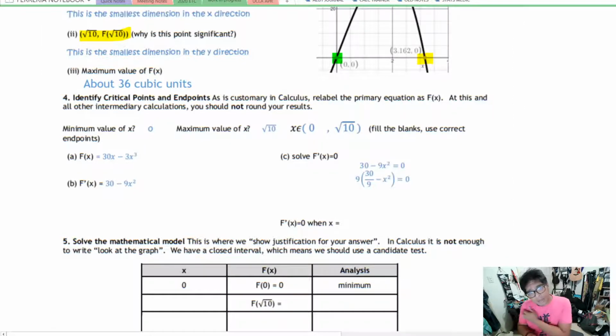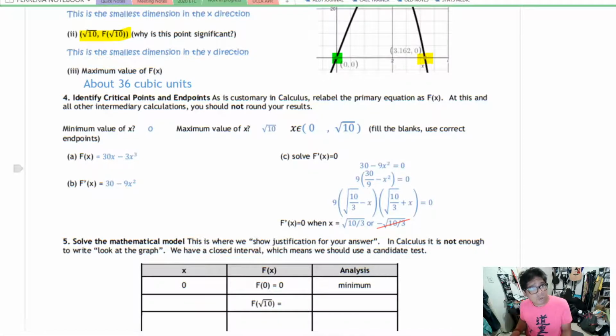Factoring out a 9, that means that 30 over 9 minus x squared is equal to 0. Doing even more math, that means that 9 multiplied by root 10 over 3 minus x, root 10 over 3 plus x is equal to 0. That's a very mathematical way of doing things, which means that f prime of x equals 0 when x is root 10 over 3 or negative root 10 over 3. But of course, negative root 10 over 3 is not in the domain. Remember, x has to be between 0 and root 10, so it has to be positive.